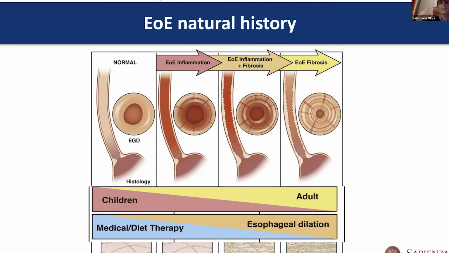Any patient has his story. So it is important to understand that even if we, in general, think about children as affected by inflammation and adults affected by fibrosis, we should consider that any patient has his own history, and we should determine this history to understand if we have more inflammation or more fibrosis.